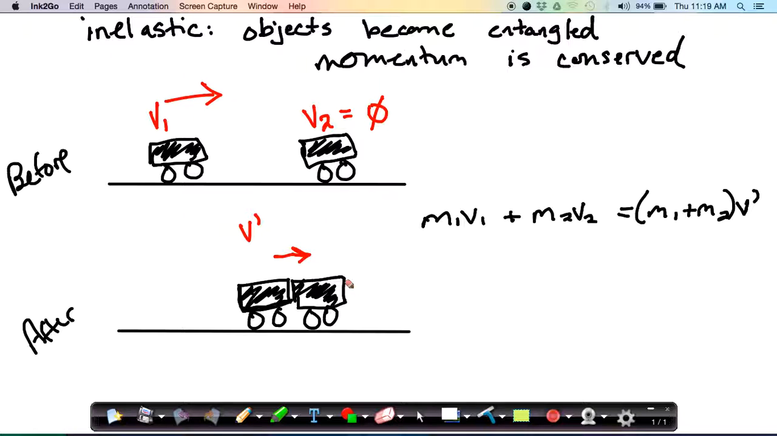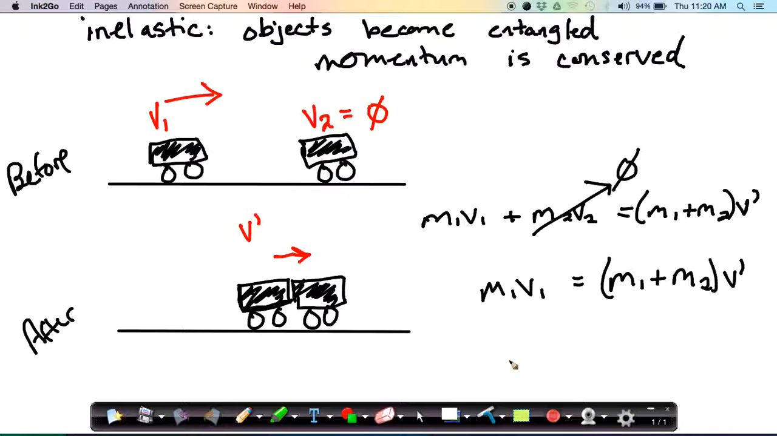So, assuming that these two carts have equal mass, in our example, v2 is 0, so m2 v2 would cancel to 0, which would make m1 v1 equal to the quantity m1 plus m2 times v prime. And if the masses are the same, we could just call it m. So m v1 equals m plus m times v prime. And m plus m, we could just write that as 2m, right? So we could say m v1 equals 2m times v prime.